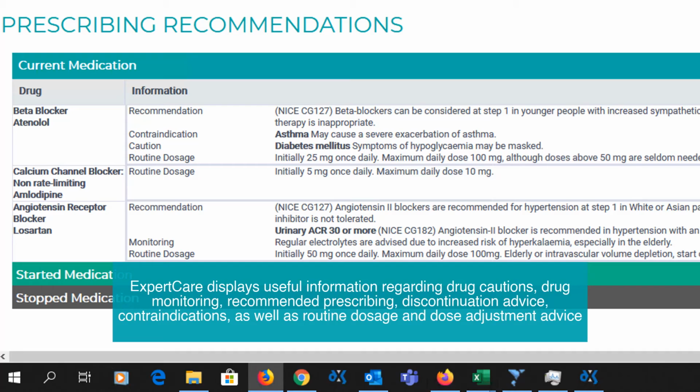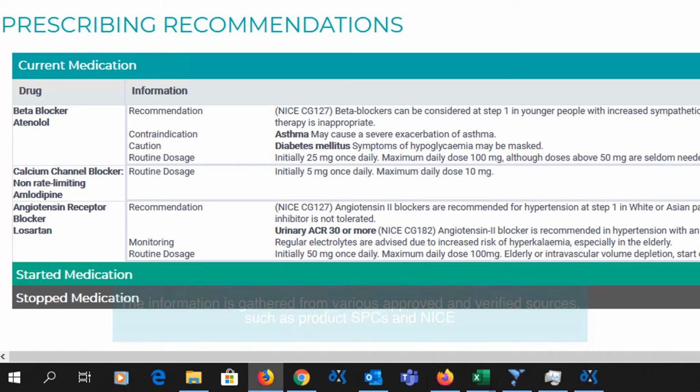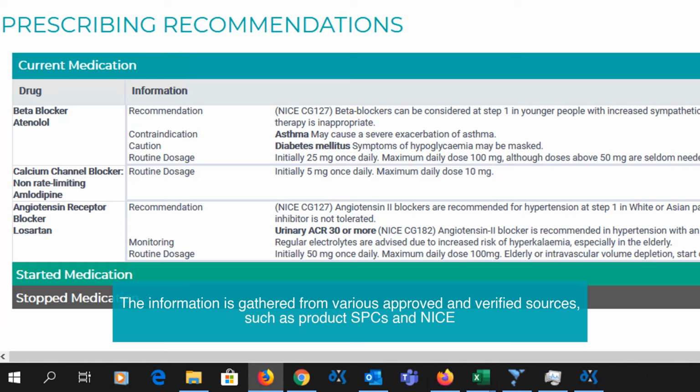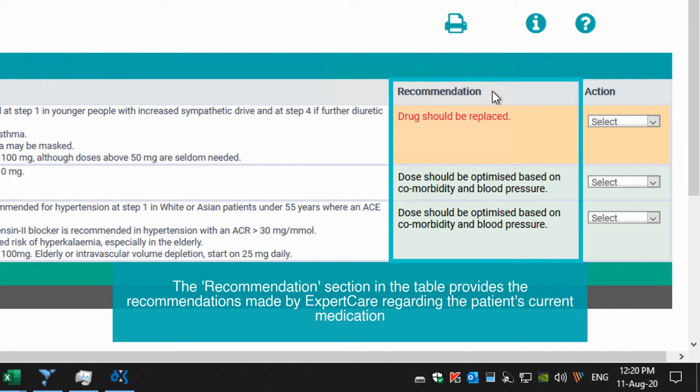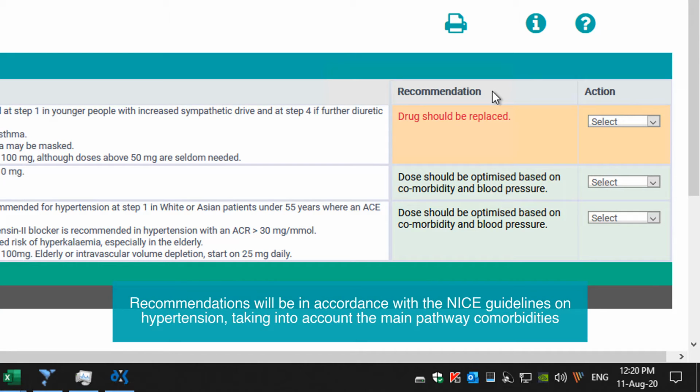ExpertCare displays useful information regarding drug cautions, drug monitoring, recommended prescribing, discontinuation advice, contraindications, as well as routine dosage and dose adjustment advice. The information is gathered from various approved and verified sources, such as product SPCs and NICE. The recommendations section in the table provides the recommendations made by ExpertCare regarding the patient's current medication. Recommendations will be in accordance with the NICE guidelines on hypertension, taking into account the main pathway comorbidities.